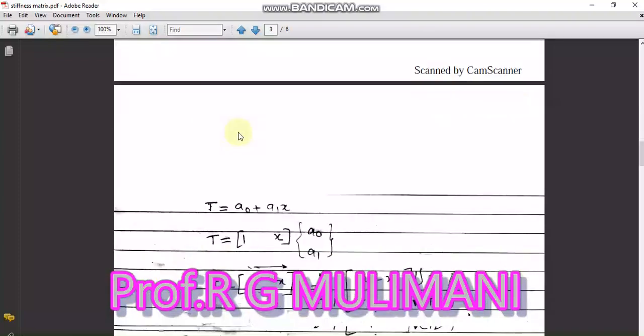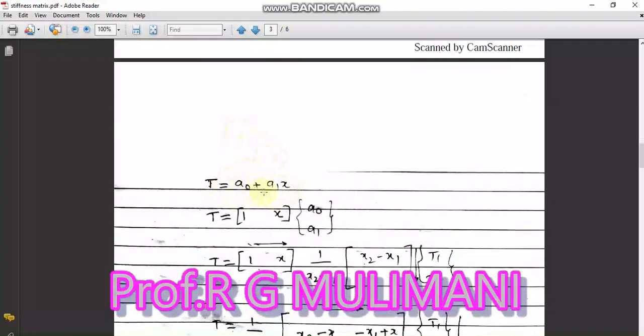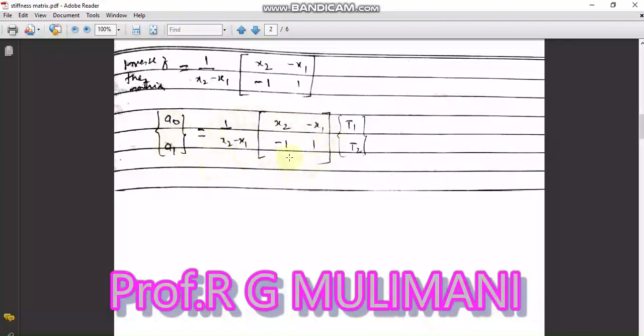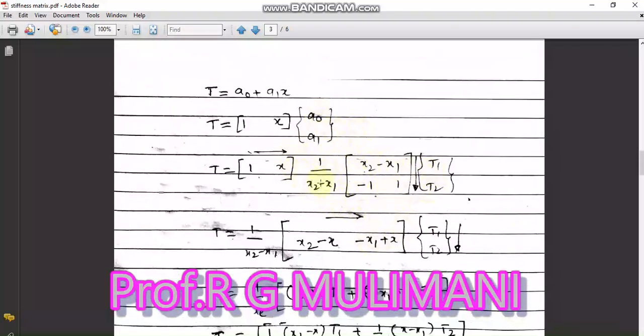Now applying the displacement function, or the interpolation function, which we have taken to derive the shape function: t is equal to a0 plus a1x. This is again written in matrix form. As we know the constant vector, we have taken it in this fashion. The coefficient of a0 is 1, the coefficient of a1 is x. Now you substitute the value of the constant vector a0 and a1, which is 1 by x2 minus x1 times the matrix with x2, minus x1, minus 1, 1, and t1 and t2. Substituting the a0 and a1 vector, it is written here.